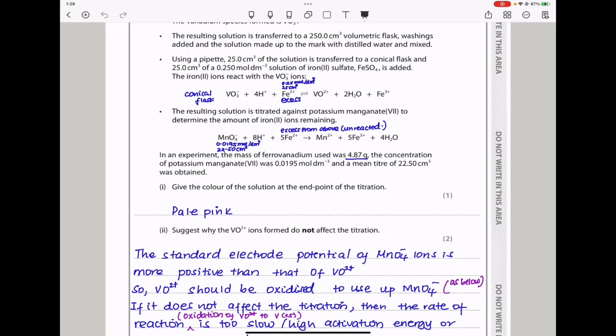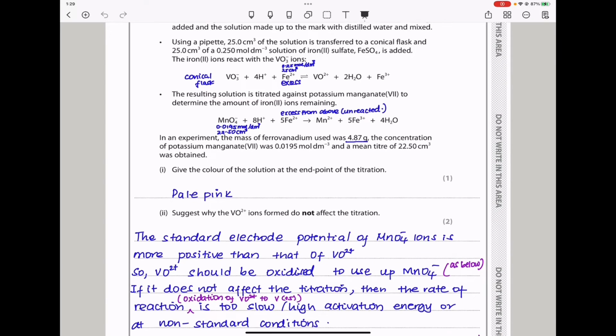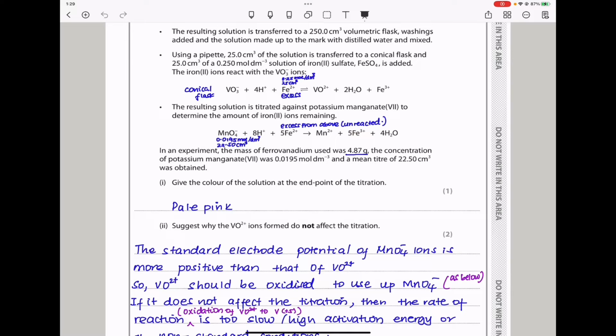The color of the solution is going to be pale pink. Remember, everything else is in less concentration, so it's going to be colorless, but the pale pink is due to the addition of an extra drop of manganate.